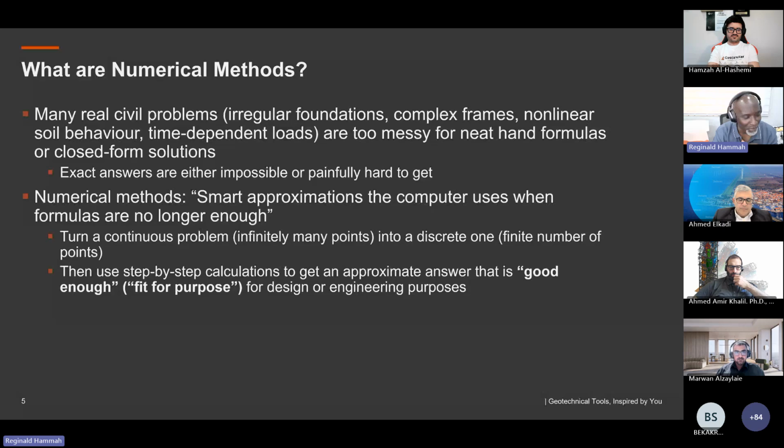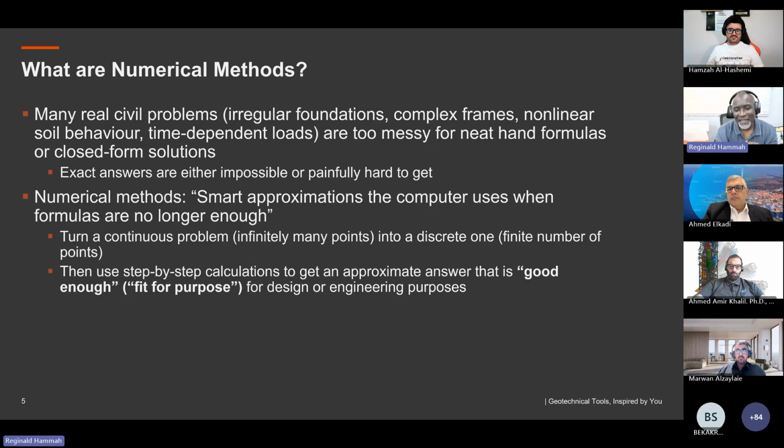All right, so what are numerical methods? Many civil engineering problems are complex. You have irregular foundations, you're dealing with structural engineering, complex frames, nonlinear material behavior, time-dependent loads. And often with these sophisticated structures, we cannot use closed-form solutions, neat analytical equations, to solve for the answers. Either we can't get exact answers, or even if we can, it's going to be extremely difficult. So then come the numerical methods.